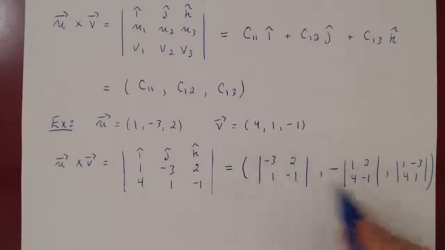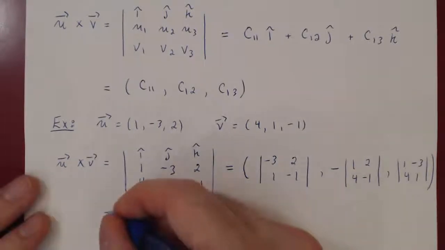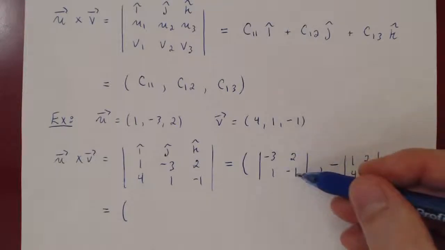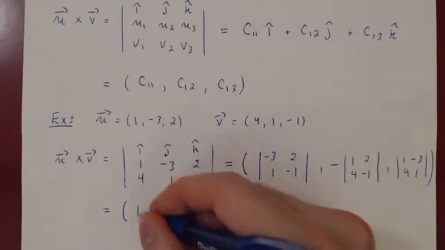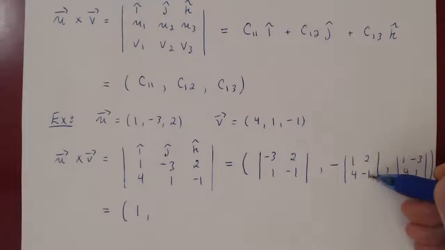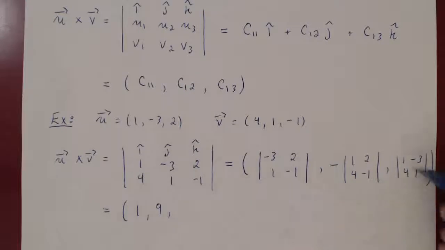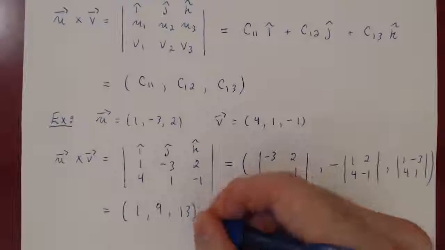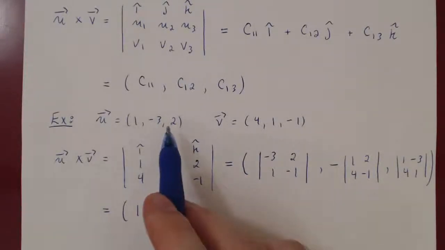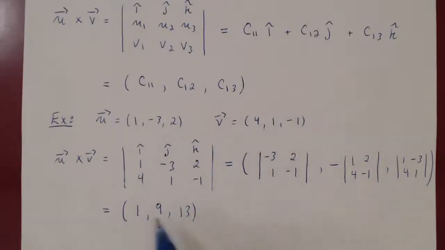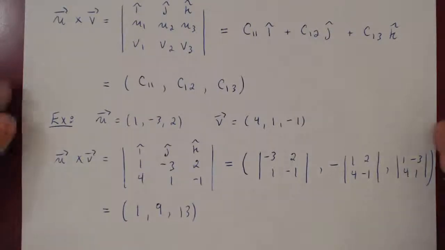Of course, now we'll compute these 2 by 2 determinants. This is the easy part. As you remember, ad minus bc. So we'll have here 3 minus 2, which gives us 1. Negative 1 times negative 8 is negative 9, but we negate this, so positive 9. And 1 times 1 minus negative 12 is 13. So if you cross the vector 1, negative 3, 2 with the vector 4, 1, negative 1, you get 1, 9, 13. And that's a cross product. So you see it's fairly simple.